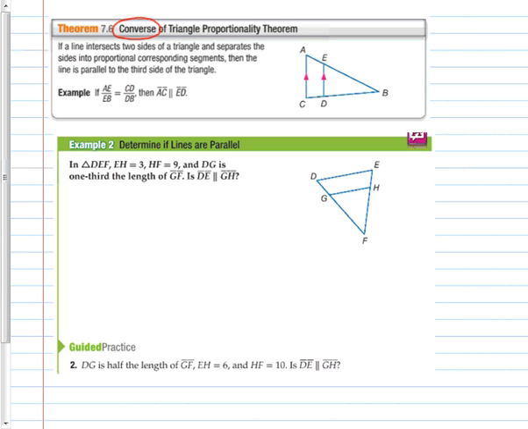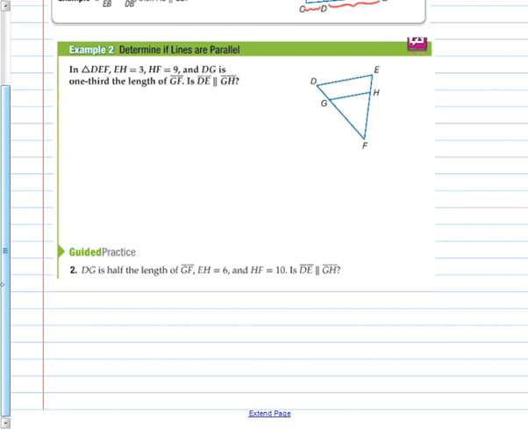It reverses the thing. If a line intersects two sides of a triangle and separates the sides into proportional corresponding segments. So instead of starting, they shouldn't have started with that little thing right there. If I start with the fact that, hey, these things are proportional, CD to DP is proportional with AE to EB, or we could have written it a different way, then if they are proportional, my conclusion is, sure enough, those lines have to be parallel to each other. Just reversing it. So right down here, triangle DEF.